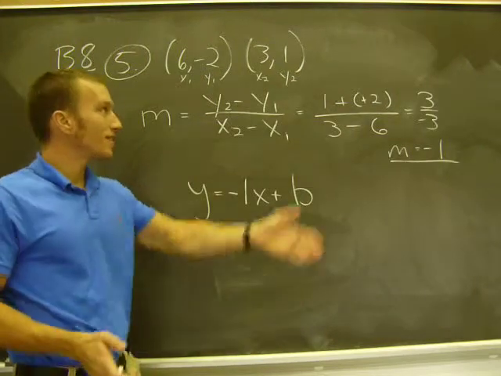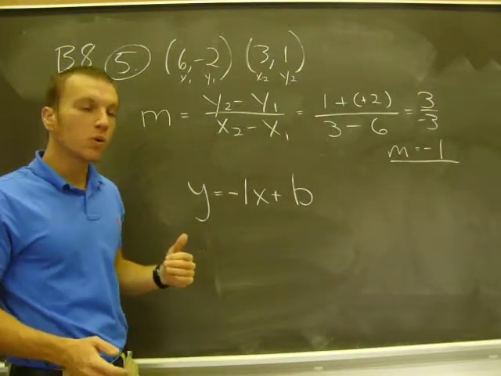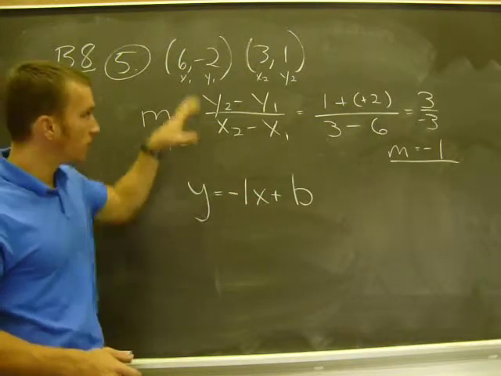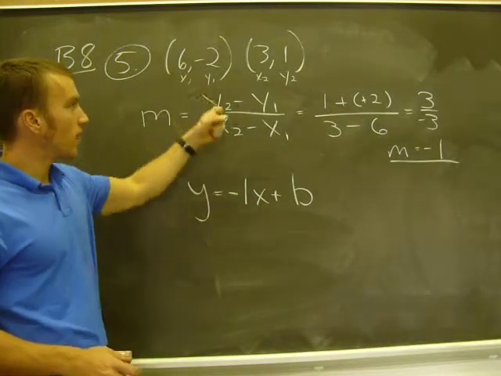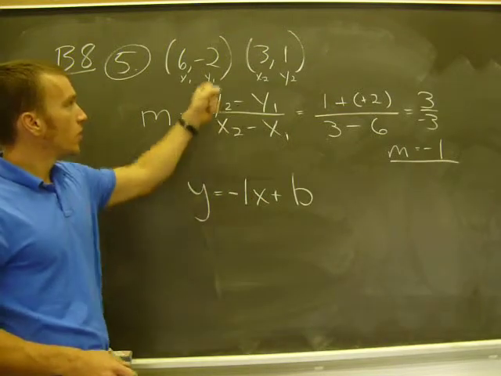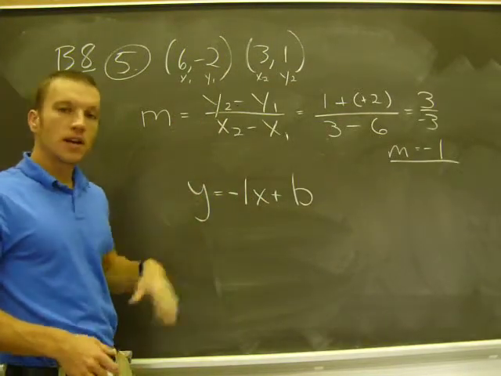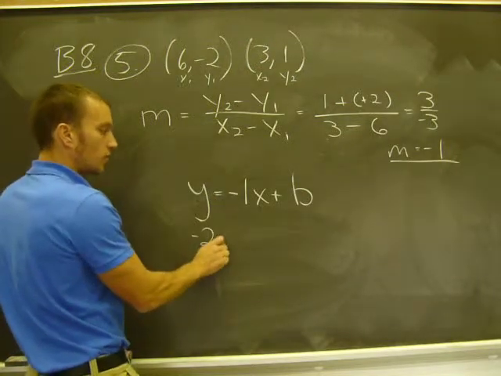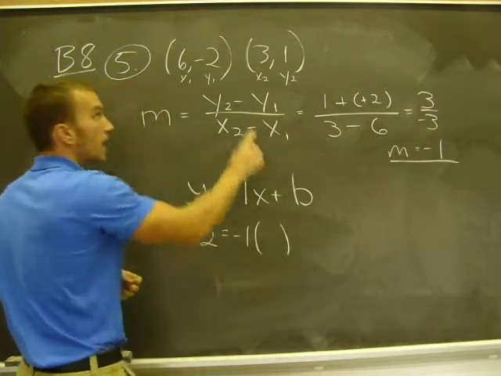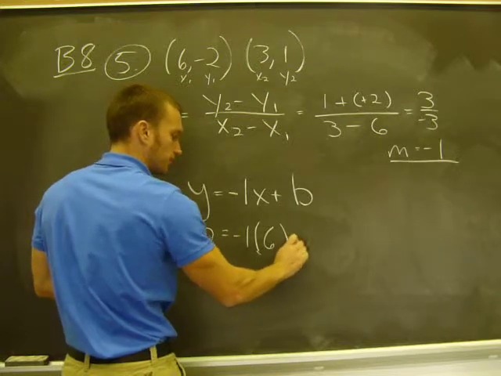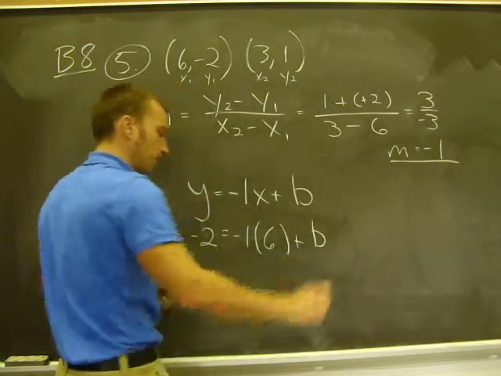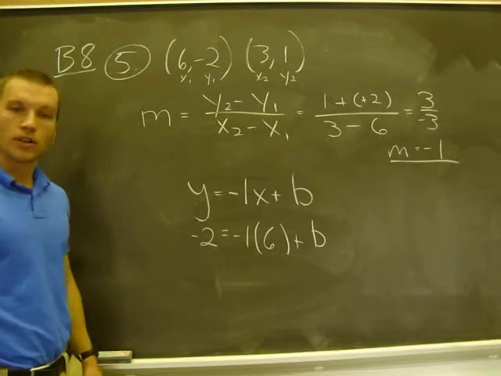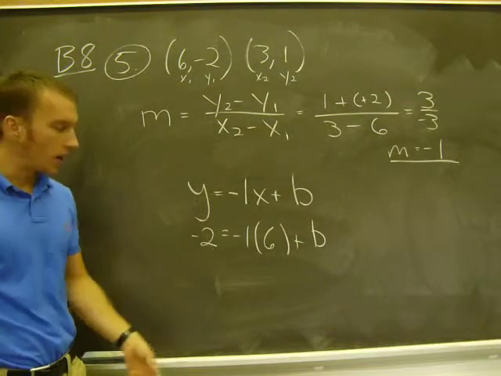Well, what I do is I take one of these 2 points, it doesn't matter which one, the x and the y, and plug it in for x and y here. So let's go ahead and take this first point. X value is 6. I'm going to plug that in there. Y value is -2. I'm going to plug that in there, and then I'll be able to solve for b. And solve that equation, and I'll have an answer for b. And then I can write my final answer.